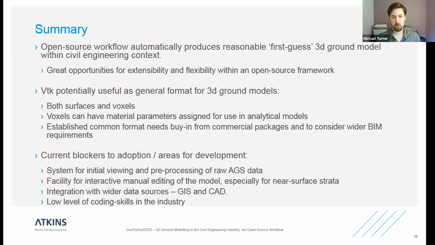The VTK format also seems potentially useful as a general format for 3D ground models. It can handle both surfaces and voxel models. Voxels have an additional benefit that each individual voxel can have parameters associated with it, which could then feed directly into analytical models. VTK can also handle structured and unstructured meshes, which could feed into analytical models. And all these things could help to improve the interoperability between the observational model and the analytical model, which would be a big improvement.